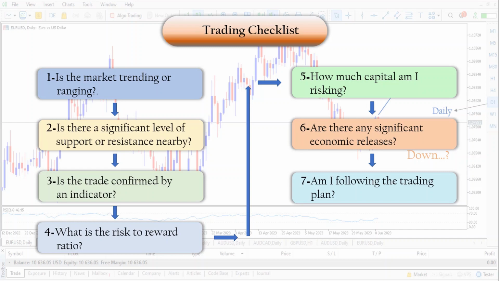In this part, I don't want to make this class too lengthy. So I will explain the trading plan in a separate lesson, and I will teach you how to develop your plan, how to make your plan, and how to apply that plan in your daily trading.